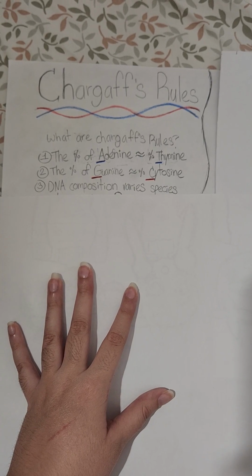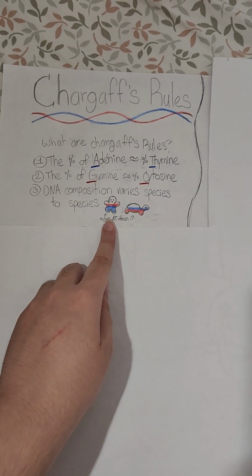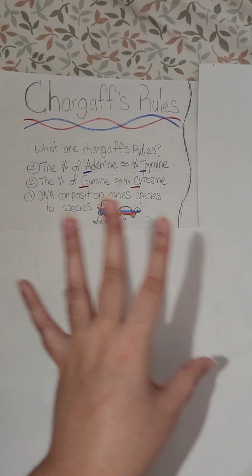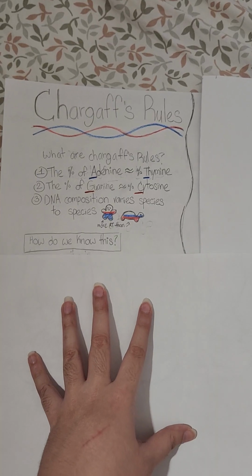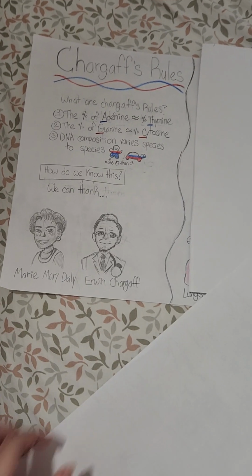DNA composition varies from species to species. For example, humans have more adenine and thymine than turtles, and this varies for all the species. How do we know this? That is thanks to these two.